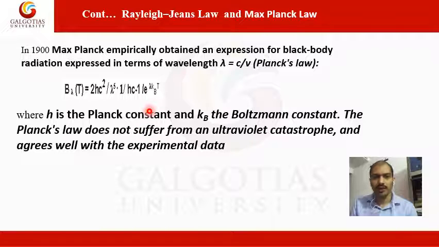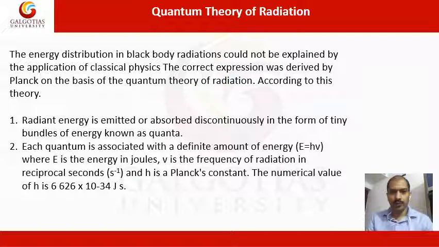So what was observed in the classical theory was explained by Max Planck on the basis of experimental data. As black body radiation cannot be explained on the basis of classical physics or classical theories, Planck tried to explain the behavior of the radiation. So this theory put forward by Planck is called the quantum theory of radiation, or Planck's quantum theory.